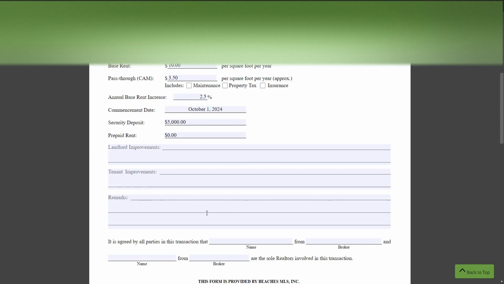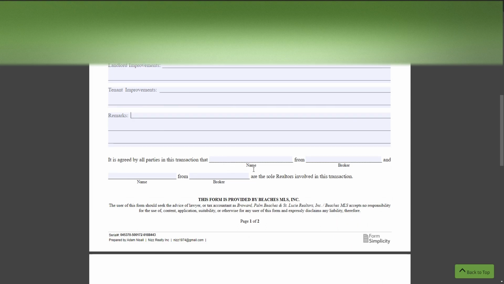And if you need additional space, if you're running out of space, you could say see Exhibit A, and you could attach an Exhibit A with an additional document stating additional terms or additional things to be done, and have everyone execute that. So you could look into doing something like that.